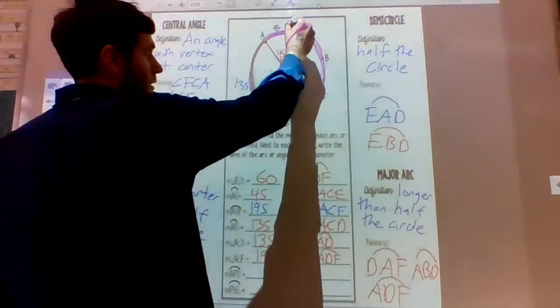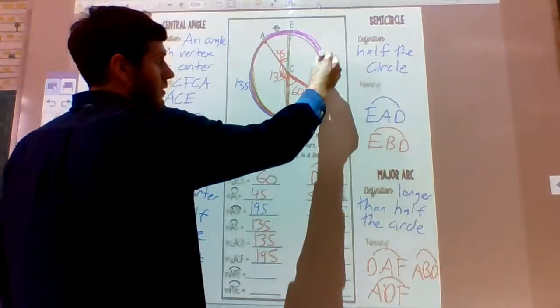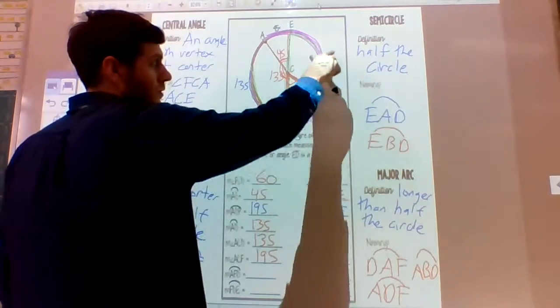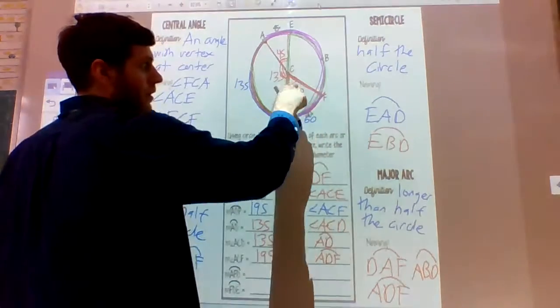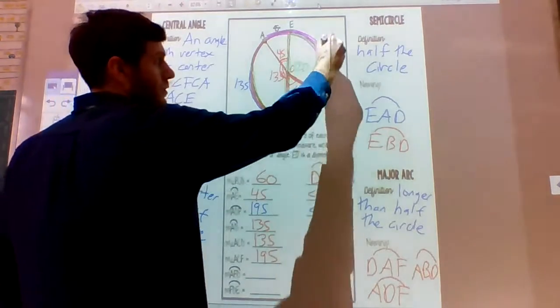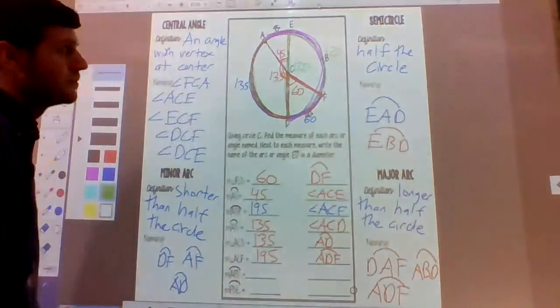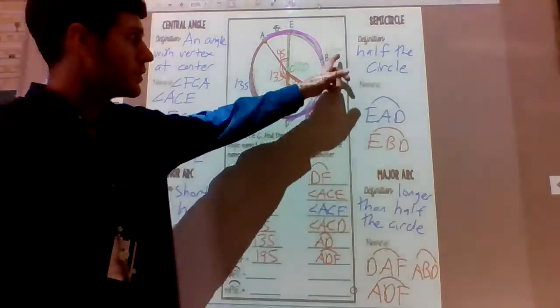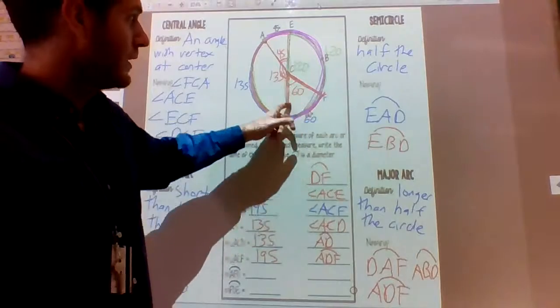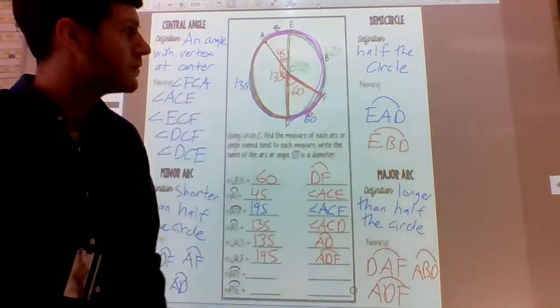So here is the other semicircle, which means these two arcs add up to 180. These two angles add up to 180. So 180 minus 60 is 120. So that's 120, and the arc is 120. Right, 60 plus 120 is 180. That's half a circle. That's a straight angle, a straight line.